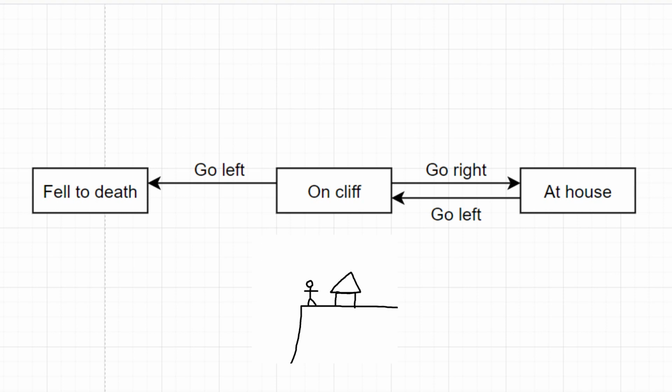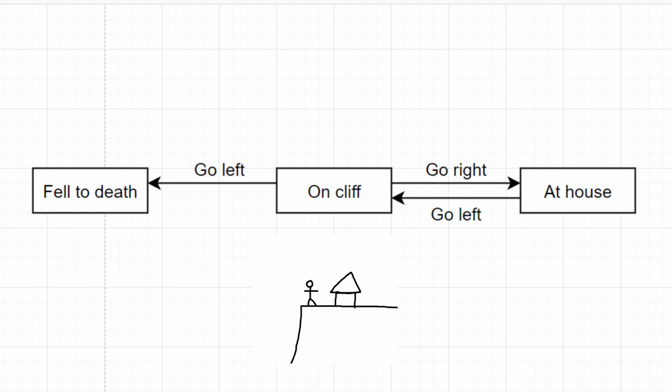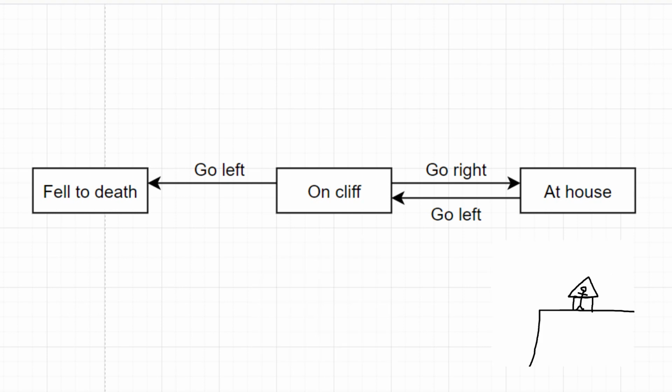So let's say you're reading a choose your own adventure book, and the first page you start out on this cliff, and you can either go left or go right. So let's try and go left and see what happens. Oh no, you fell to your death, and since you're dead, there's no way to get back to the initial state, so we have to reset. Alright, now we can choose to go right, and if we go right, we'll end up at the house.